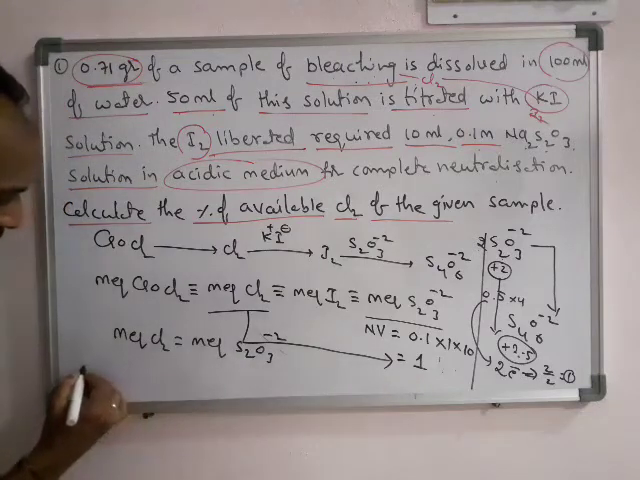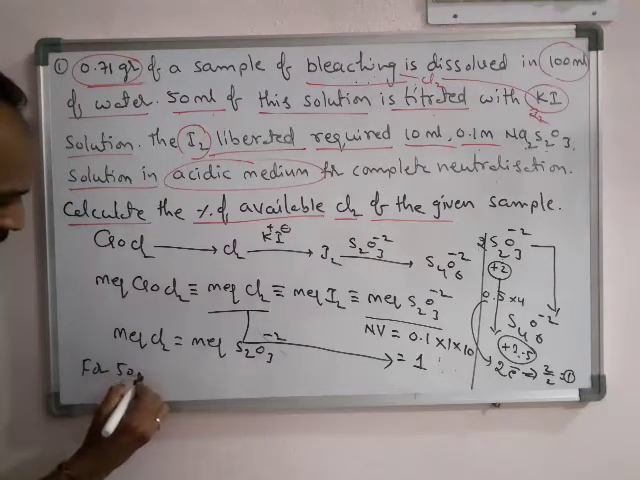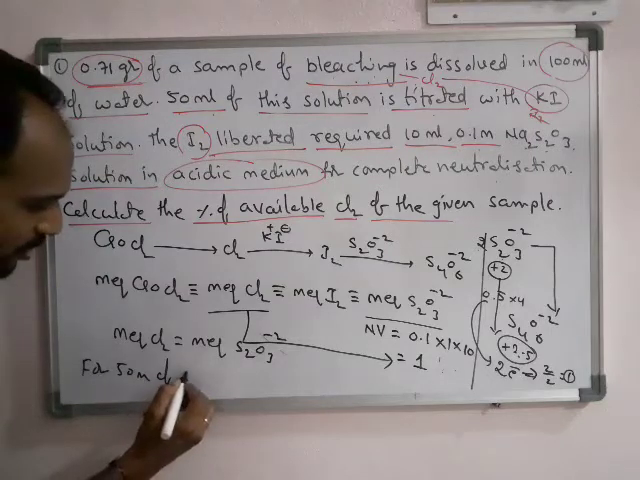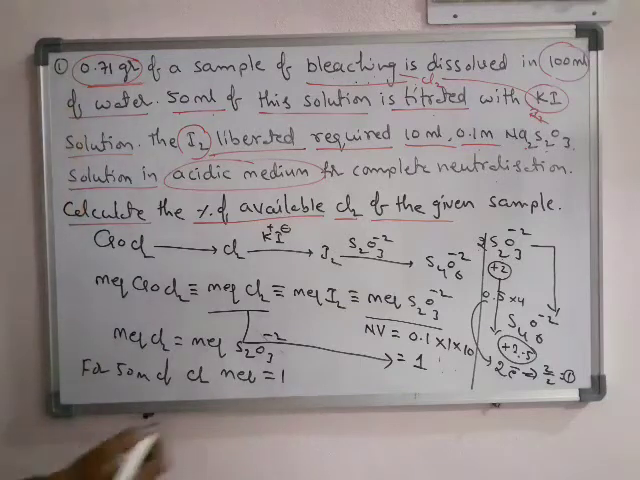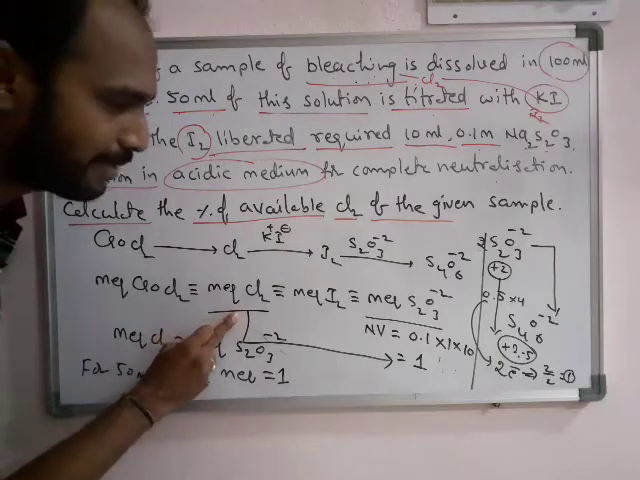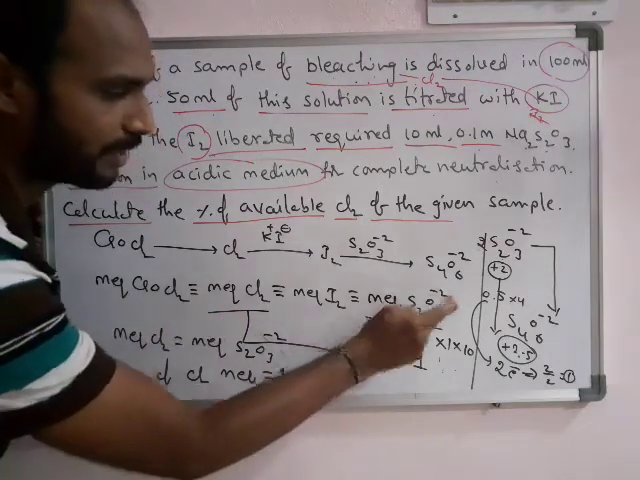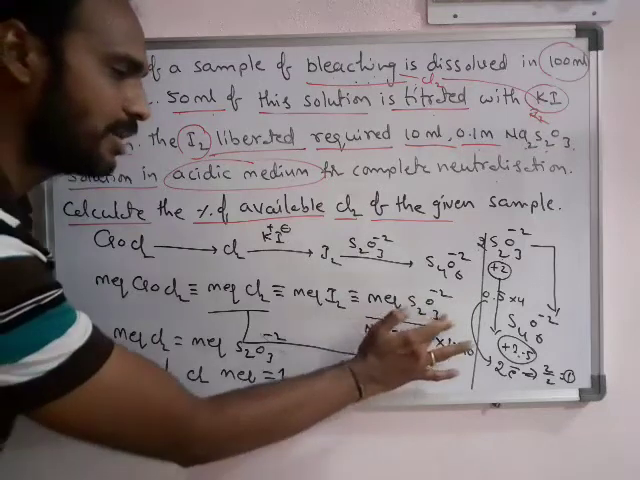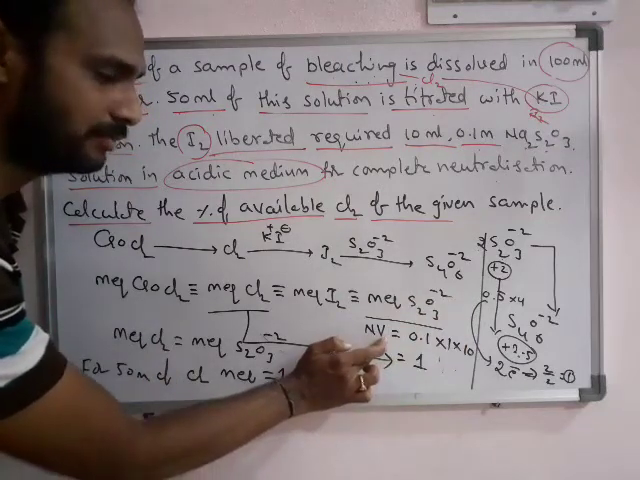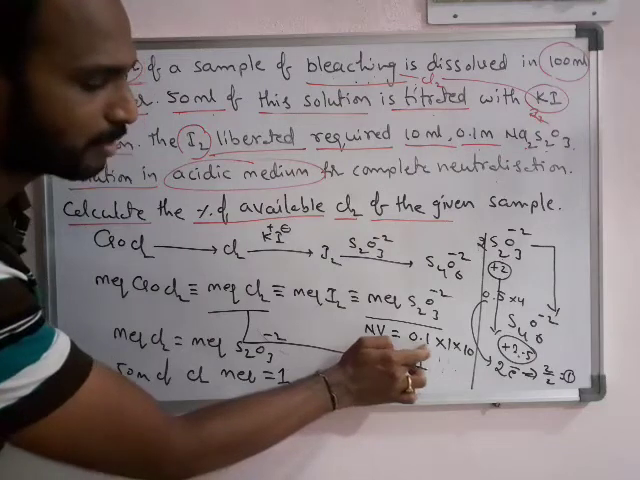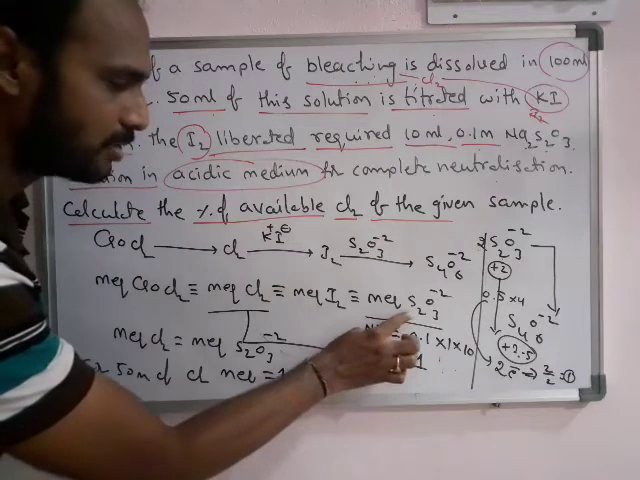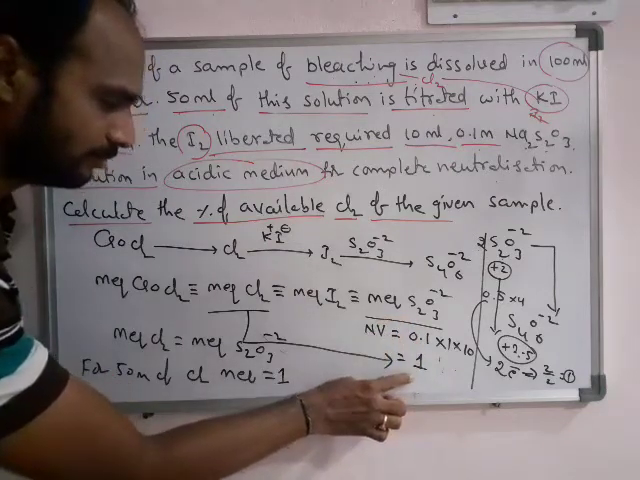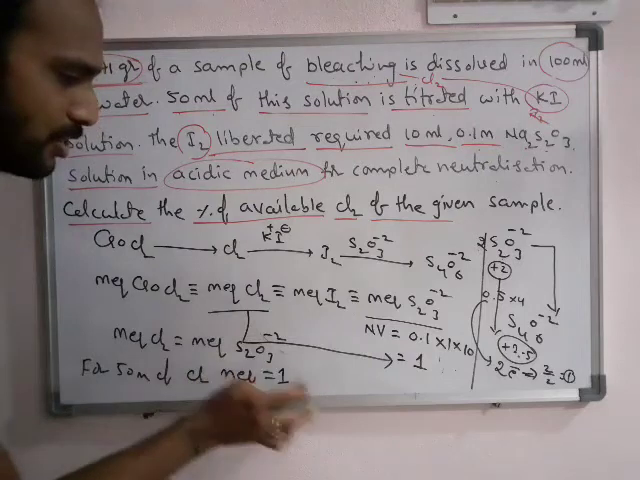This is for 50 ml. For 50 ml of chlorine, milli equivalence equals 1. Here we are stating the chlorine milli equivalence based on the milli equivalence of thiosulfate. Milli equivalence of thiosulfate is calculated with normality into volume. So normality here is 0.1 molarity, then N factor 1, into milliliters, you got 1. That means thiosulfate milli equivalence is 1. And in this relation we can compare these two.